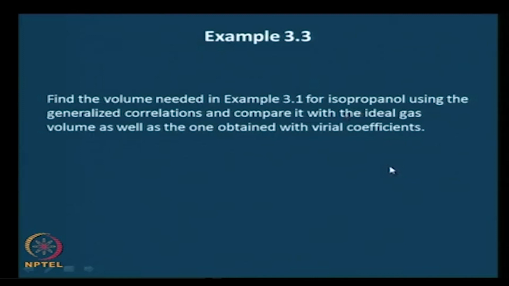What I do is let you think about how to go about doing it, get your bearings straight. What we need is the volume, the same as example 3.1 for isopropanol under the same conditions, but this time we are asked to use the generalized correlations and of course compare it with the ideal gas volume as well as the one obtained with the virial coefficients. These two we already have from the previous examples. So, can you take a few minutes, maybe 5 minutes, to see how you would go about doing it, and then I will present a part of the solution. Go ahead please.